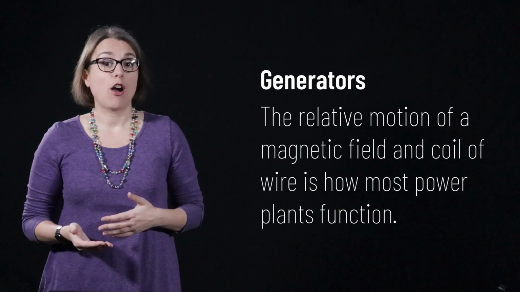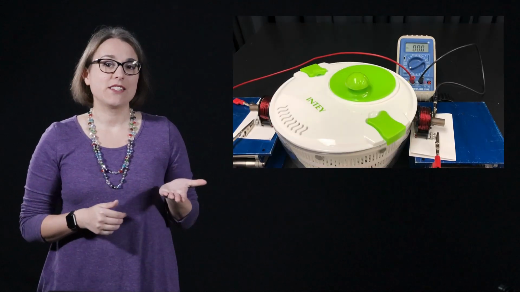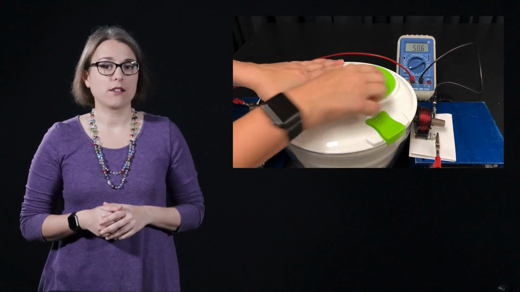Hydroelectric power plants harness the power of falling water to create this motion. In this video, I created a generator out of a salad spinner and two coils of wire.